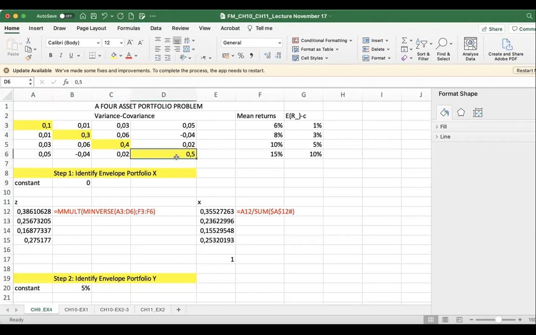Any variance covariance matrix, whatever its size, say 8 by 8 or 10 by 10, always has the diagonal representing the variances. And all the numbers above and below this diagonal represent the covariances. That's why we call it variance covariance matrix.